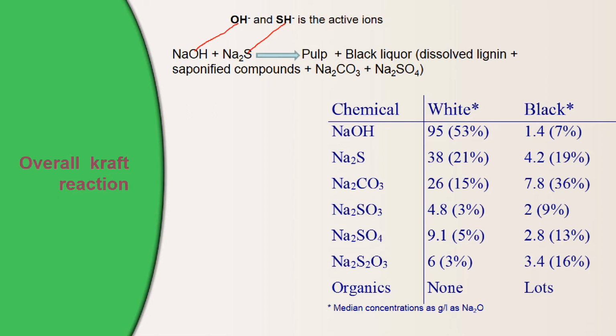converted to Na2CO3 and Na2SO4. In the table we can see the relative amounts that we start with, the NaOH and the Na2S in the black liquor, and then the conversion to either Na2CO3 or Na2SO4.